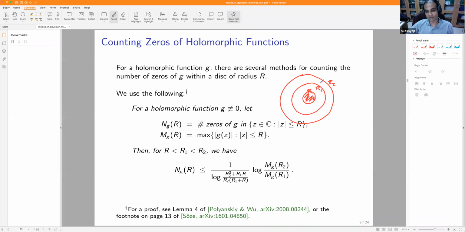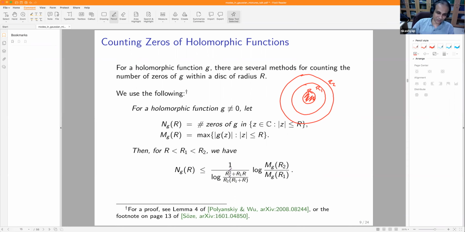And it turns out they can relate it by looking at the maximum. The number of zeros is related to the log of the ratio of the maximal value of the function on the disk r2 divided by the maximum value of the function on the disk r1. That log of the ratio comes with some constant that just depends on the values of r1 and r2. Your interest is in the number of zeros within this disk r. You can pick r1 and r2 arbitrarily, so you can choose this constant to your liking.